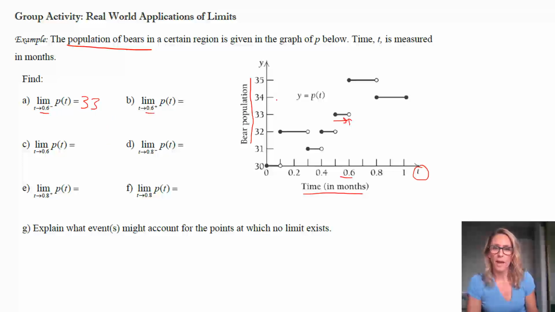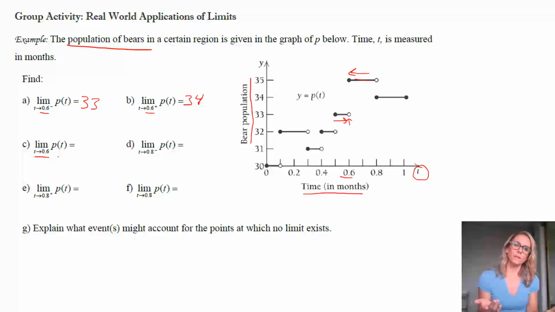Looking at B, we're looking at what happens when we come from the right. Very similar. Again, it doesn't matter that there's actually a value there at 0.6. What matters is that we have this line that continues on and gets closer and closer up until 0.6, and that is 34. So on either side of 0.6 of a month, we have a change in the number of bears. When C asks what is the limit as time approaches 0.6, that's an issue because we don't have the same population coming in from the left-hand side and the right-hand side. So the limit does not exist, because it's not the same on the left and the right.